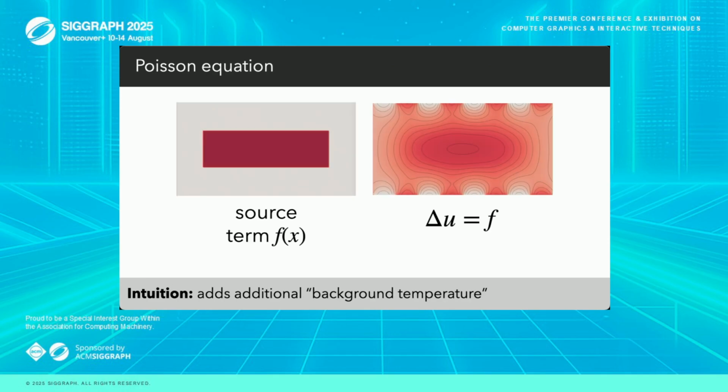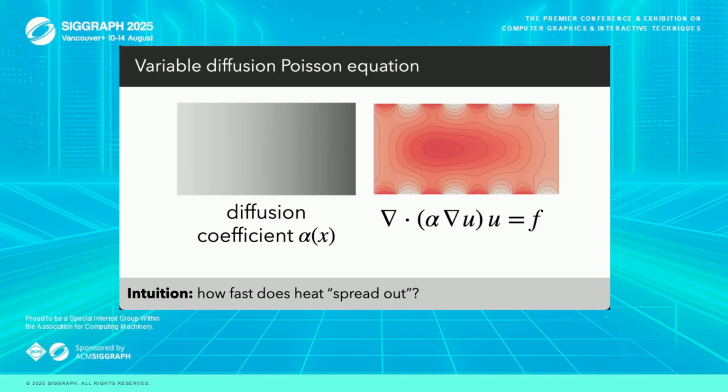Adding a source term f yields a Poisson equation, where f describes the background temperature. We can then augment this equation to also control the rate of heat diffusion by replacing the Laplacian with an operator grad of alpha grad u. So physically, the scalar coefficient alpha here controls how quickly heat diffuses into different parts of the domain.